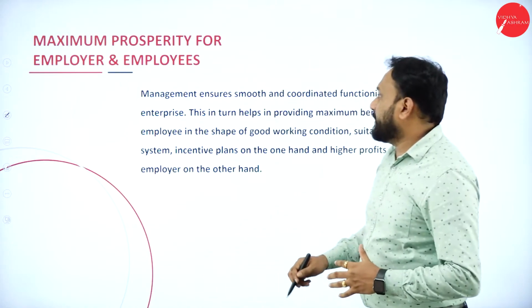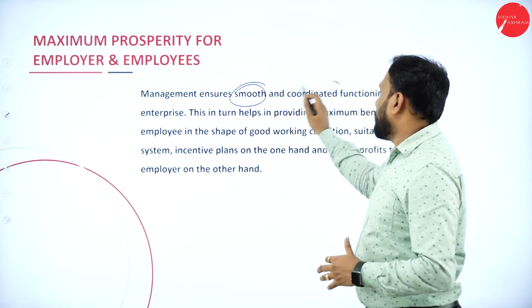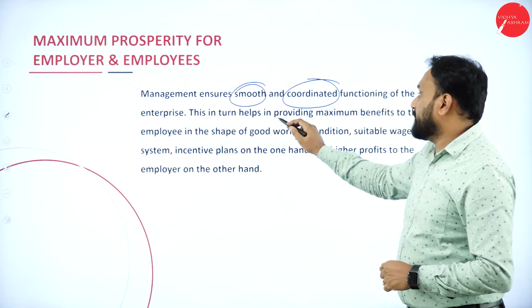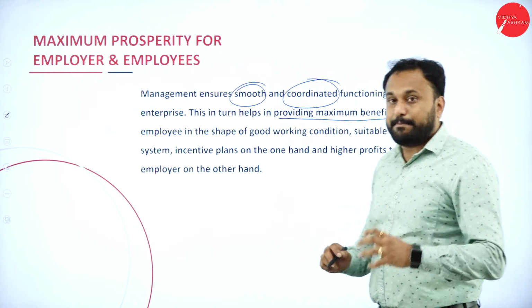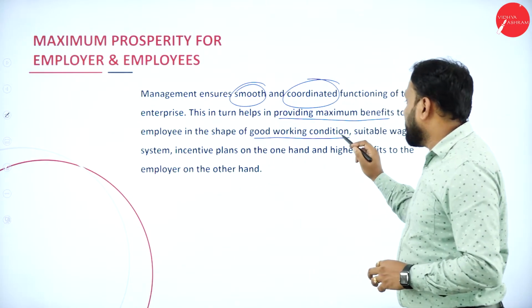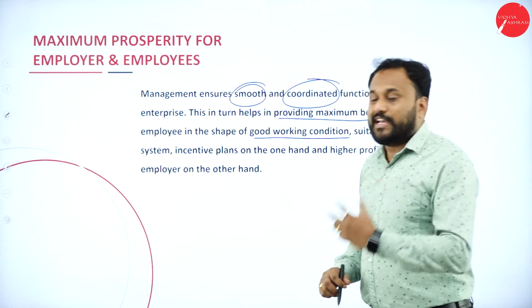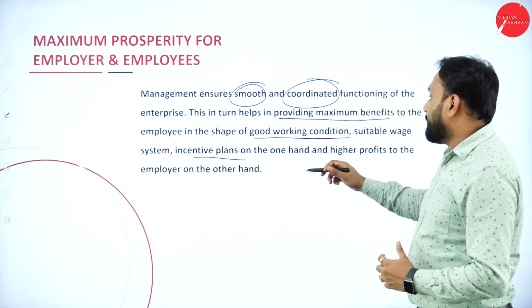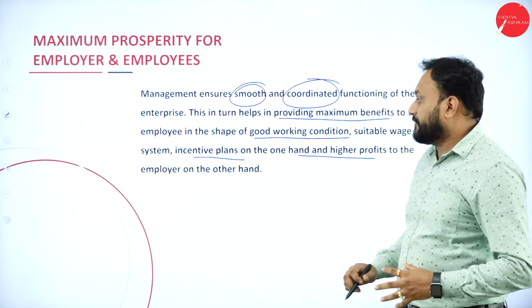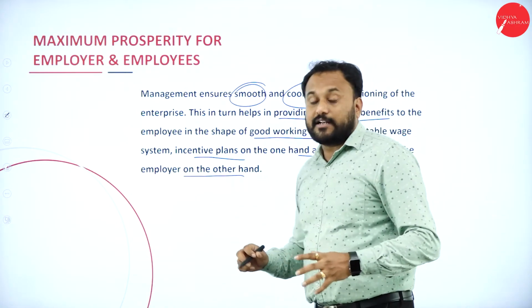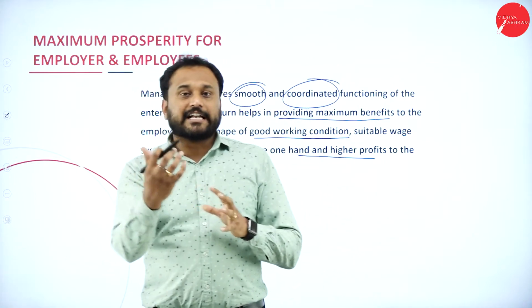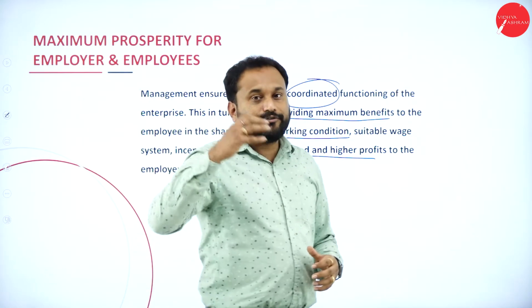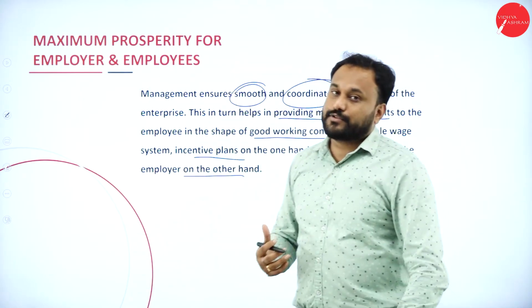That is, management ensures smooth and coordinated functioning of their enterprises. This in turn helps in providing maximum benefit to the employee in the shape of good working conditions, a suitable wage system, and incentive plans, and on the other hand, higher profit to the employer. That is what happens. You satisfy the employees, and the employees will satisfy you. That is how the wheel of success actually goes.